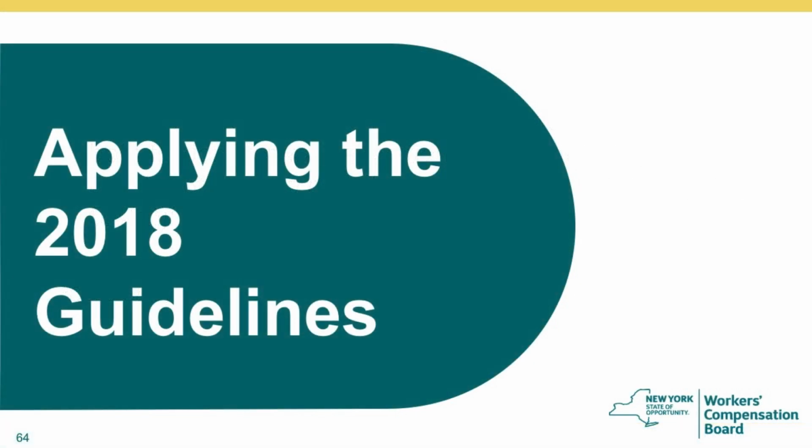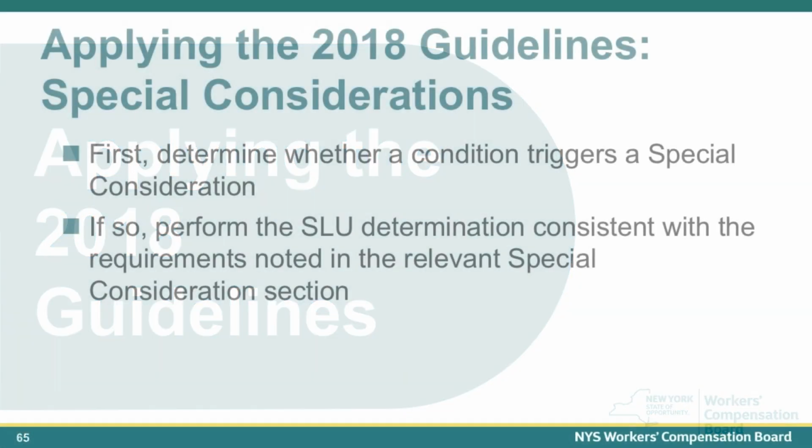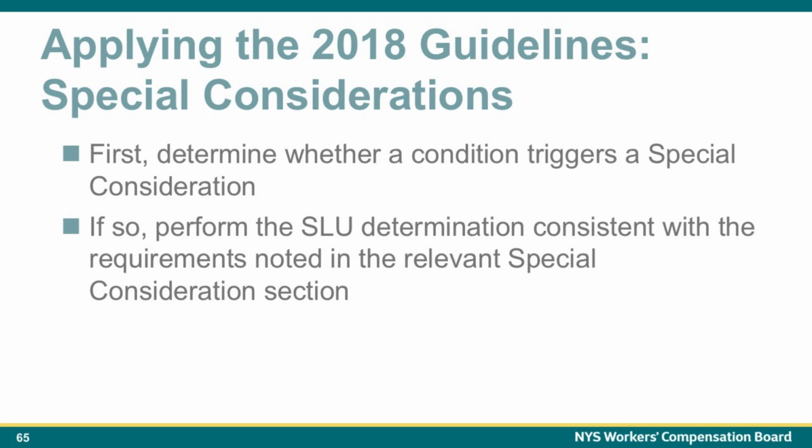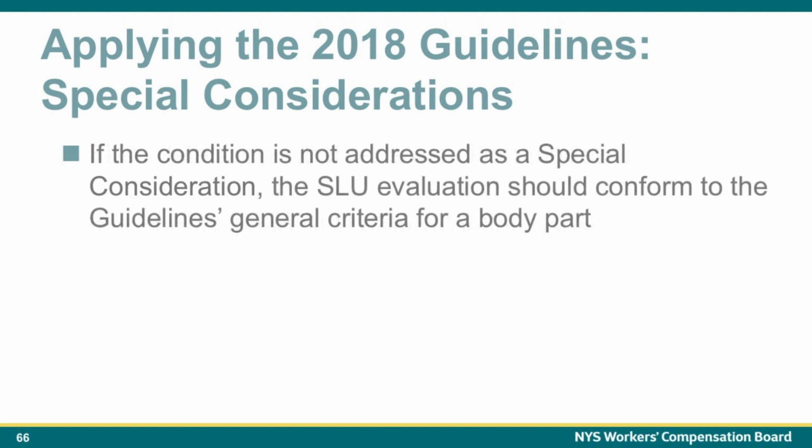Now that we've reviewed the guidelines content, let's walk through the SLU evaluation process and highlight the new requirements. The first step is to determine whether a condition triggers a special consideration. If it does, the physician must perform the SLU determination consistent with the requirements in the applicable special considerations section. If the condition is not listed or not addressed as a special consideration, then the SLU evaluation should proceed according to the guidelines' general criteria for that body part.